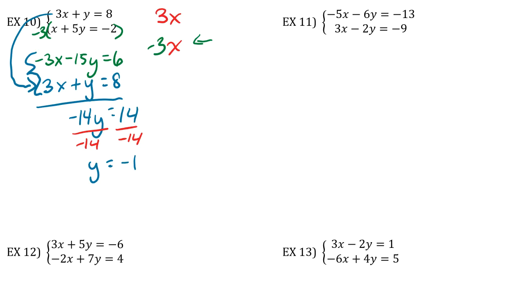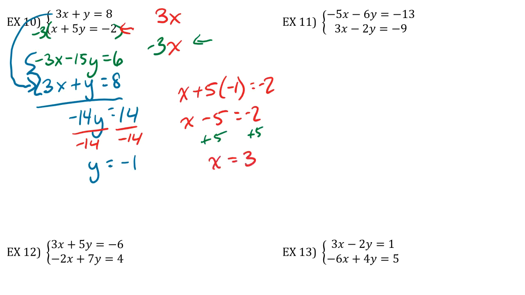Alright, so all we gotta do now is we gotta plug it into one of those original equations and solve for x. Alright, so it doesn't matter which one we plug it into. Let's say I want to plug it into the second one this time. So x plus 5 times negative 1, because that's our y, equals negative 2. So this is going to be x minus 5 equals negative 2. Then we're just going to add 5 to both sides. We get x equals 3. So our final answer is going to be 3, comma, negative 1.